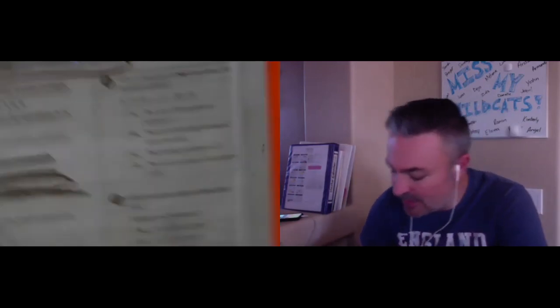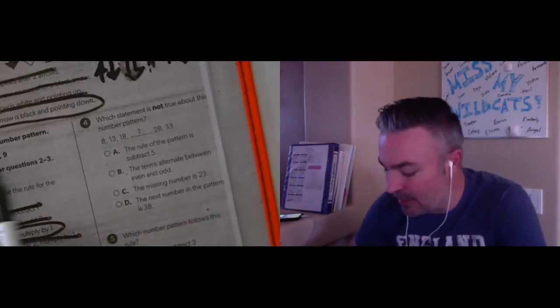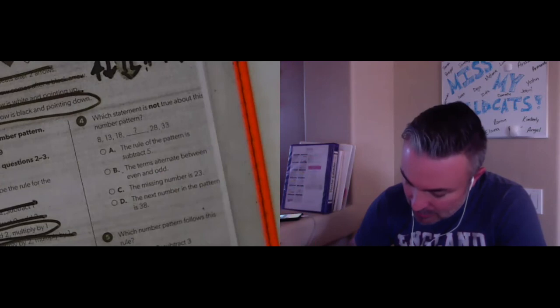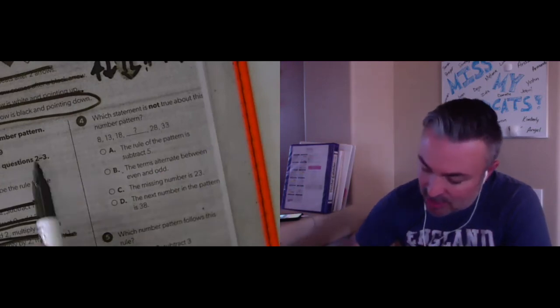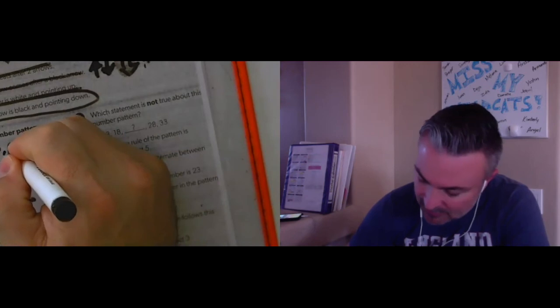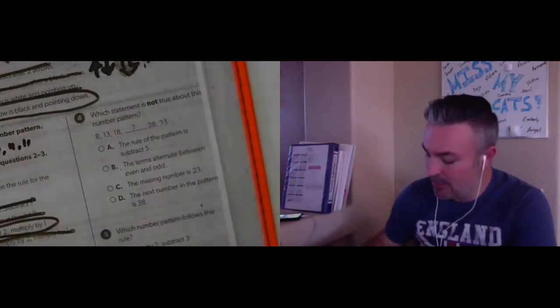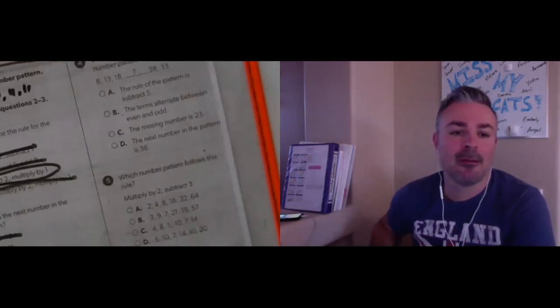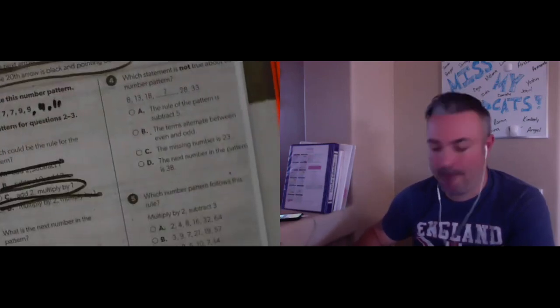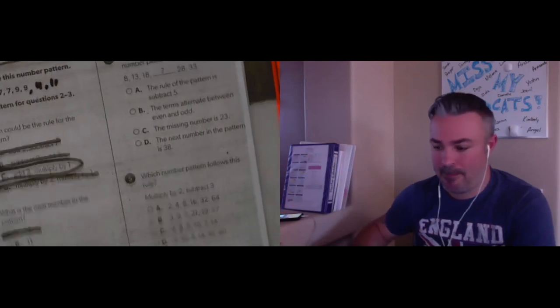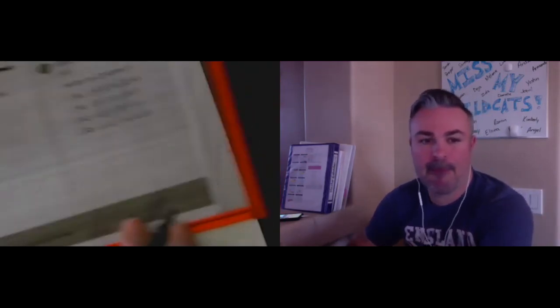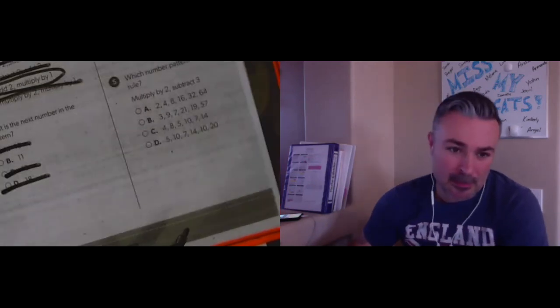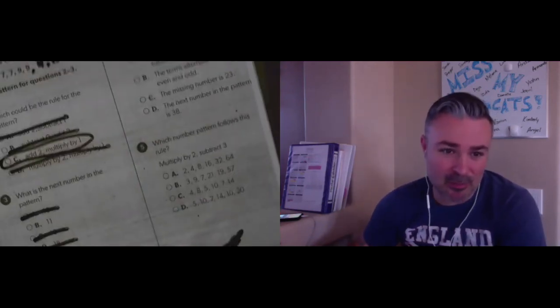Okay. What is the next number in the pattern? All right, so 3, 5, 5, 7, 7, 9, 9. So it says we have to add 2 and then multiply by 1. If we add 2, it's 11. Multiply by 1, it's also 11. So that's not 10, that's not 13, that's not 18. Next number in the pattern should be 11 based on the information we've already been given.